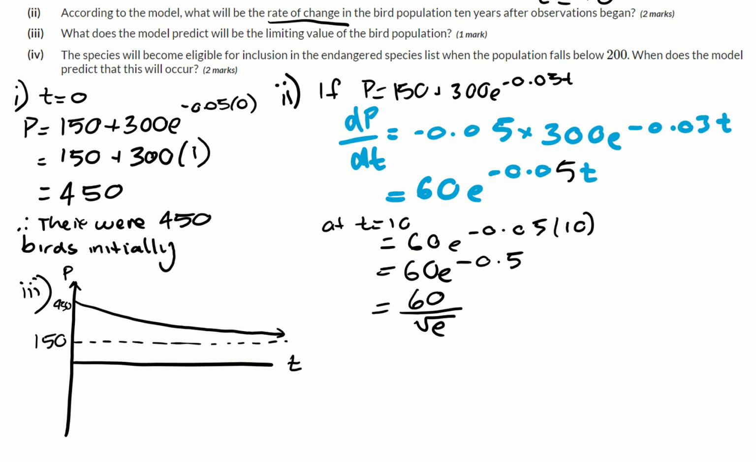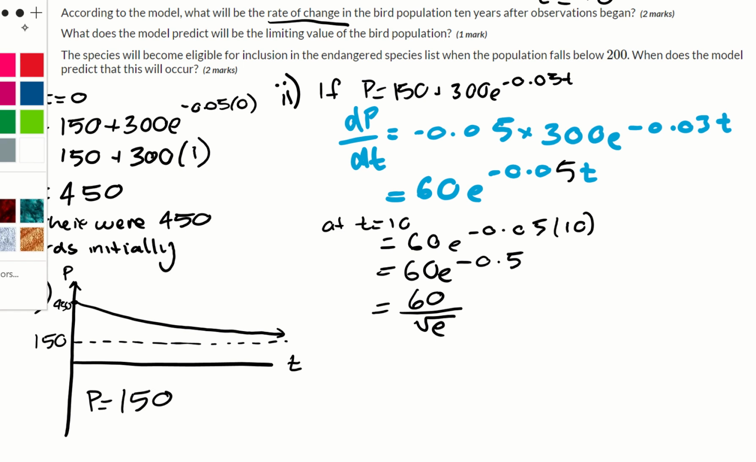So it is negative gradient because it is decaying. It passes through 300, but then it gets shifted up 150. So therefore it's going to pass through here at 450 with an asymptote at 150, which I can clearly see that the limiting value of this is just going to be 150. The population, it's going to have a limit at 150. In fact, it'll never actually reach 150, but it's going to get very, very close to it.